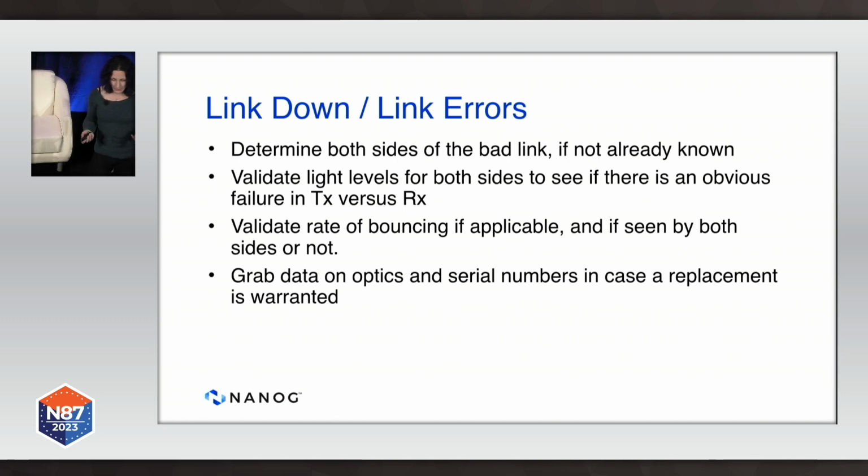So like link down, link errors, right? I need to determine both sides of the bad link if they're not already known. A lot of times my ticketing system might just tell me one side. I need to go figure out what the other side it connected to was. I need to take a look at the light levels for both of these sides to see if there's an obvious failure in the transmit or the receive. I need to validate the rate of bouncing if it's applicable and if this is seen by both sides, because sometimes I might just have one side going nuts and the other side still thinks it's link up when it shouldn't be, right? I also want to grab the data on the optics and the serial numbers in case I need to do a replacement of one of those parts.